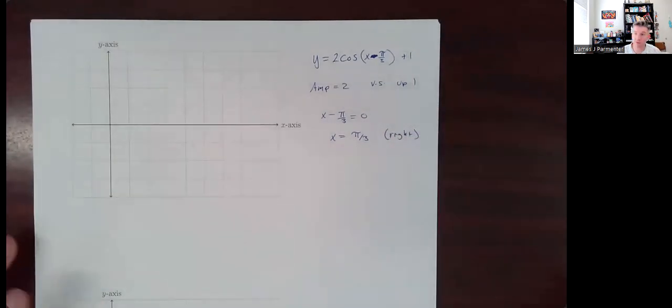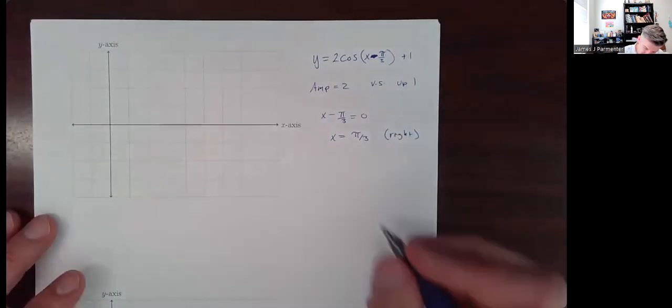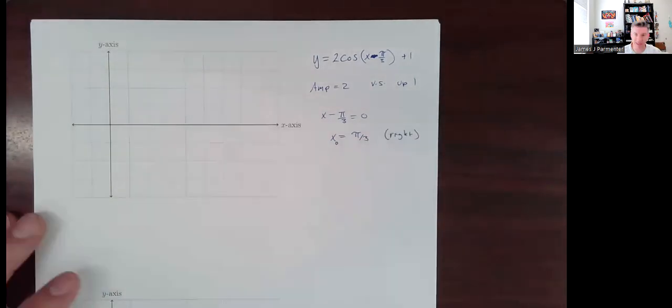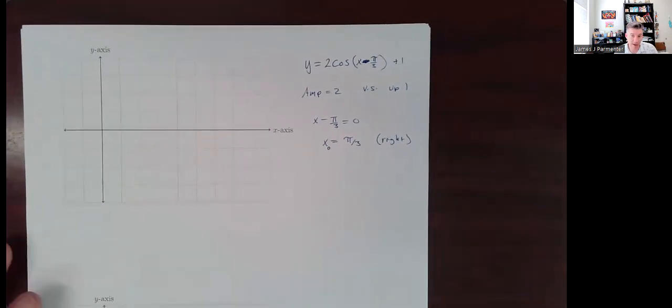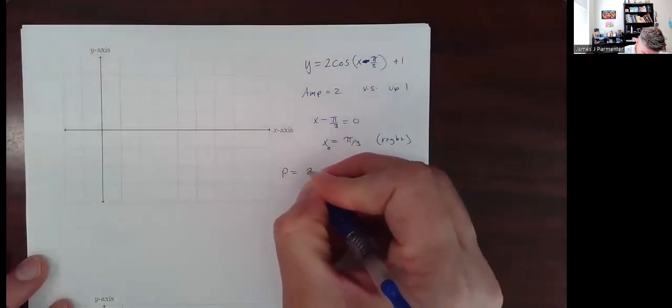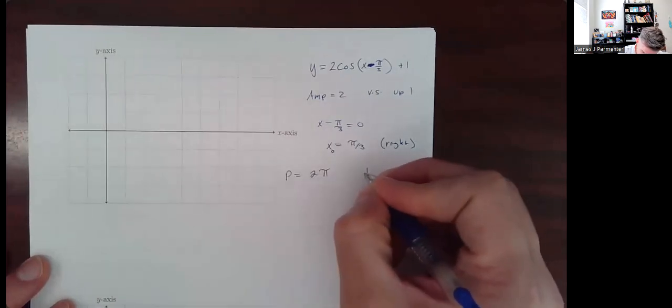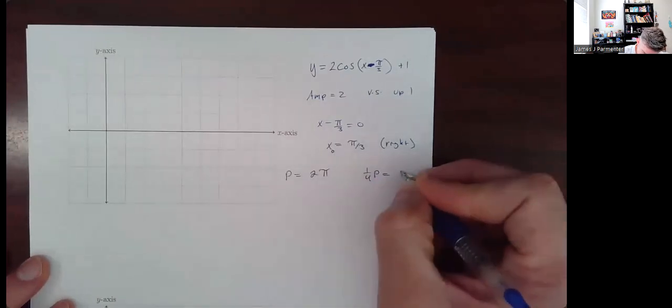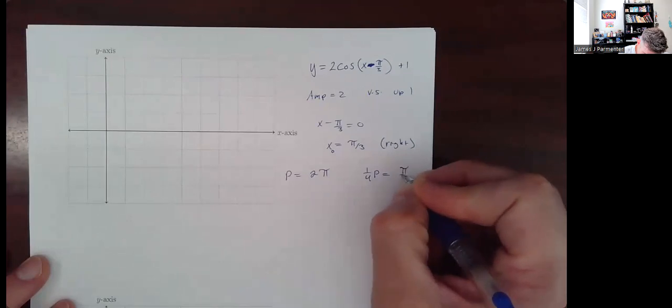And that's actually my first important x value. So I like to say that my x sub 0 is equal to pi over 3. My period here isn't atypical, right? My coefficient of x is 1, so my period is the usual 2 pi. My quarter period is going to be 2 pi over 4, which is pi over 2.